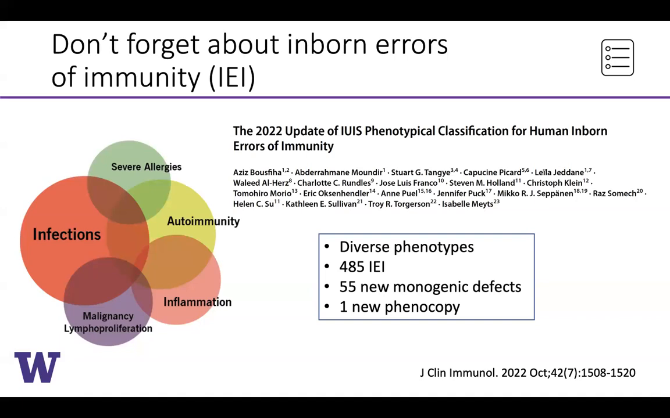And just an update, every few years, the IUIS releases an update on the non-monogenic inborn errors of immunity, and they had a fairly recent paper with an updated set of those disorders. So just for your awareness.